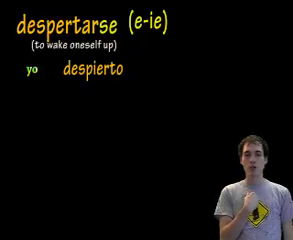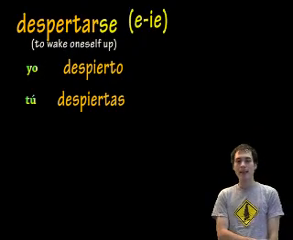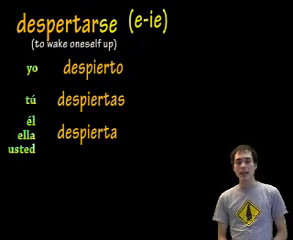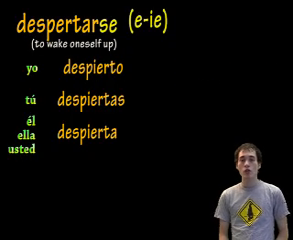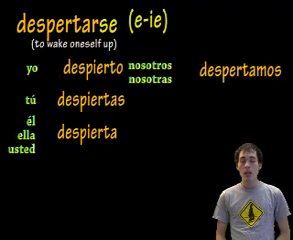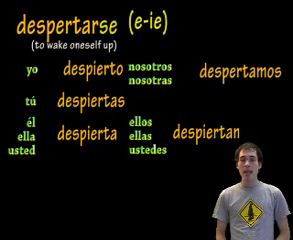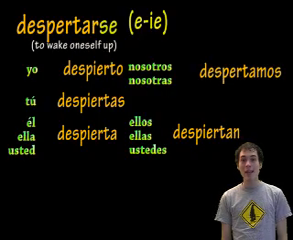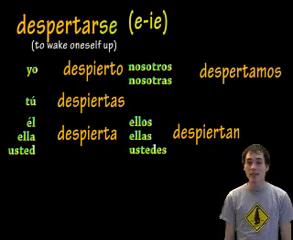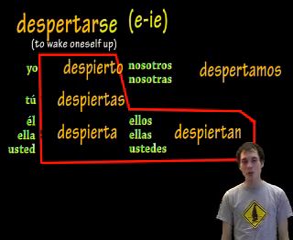Yo despierto. Tú despiertas. Él despierta. Ella despierta. Usted despierta. Nosotros despertamos. Ellos despiertan. Ellas despiertan. Ustedes despiertan. Okay? So if you notice, despertarse is your verb, despertar. Nosotros stays like that. There's no E to IE. But in the rest of these, it kind of makes a shoe, a crude looking shoe, but a shoe nonetheless. Okay, and that's how you remember which ones change.